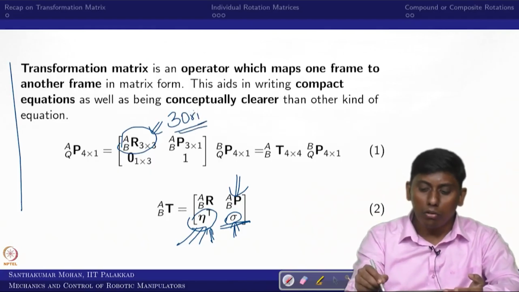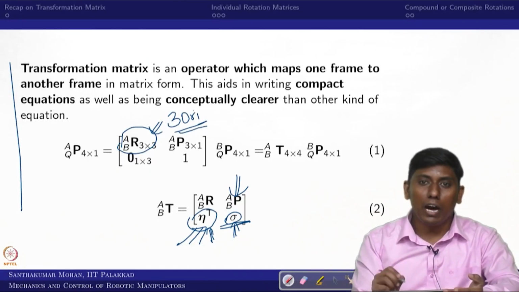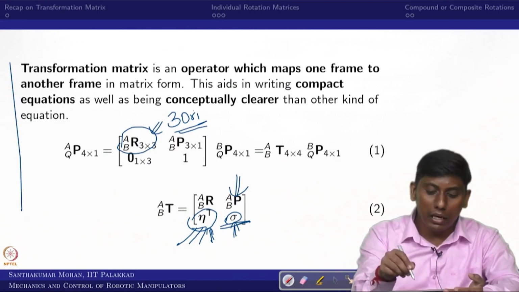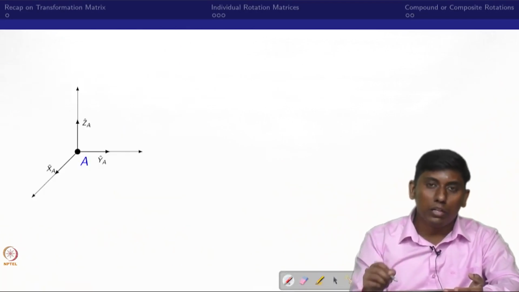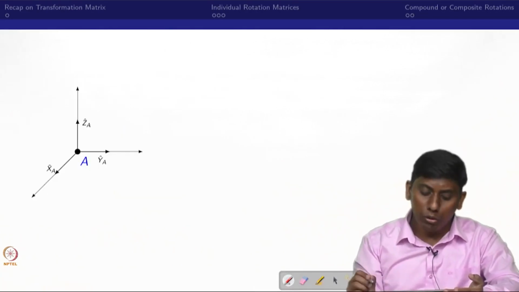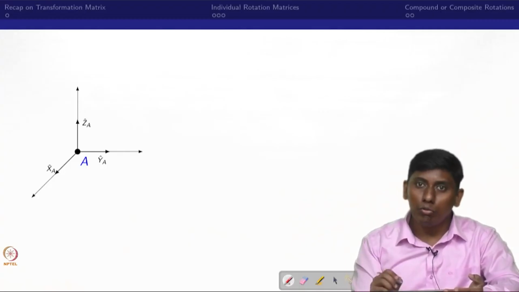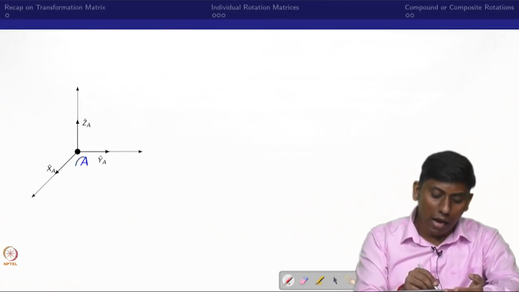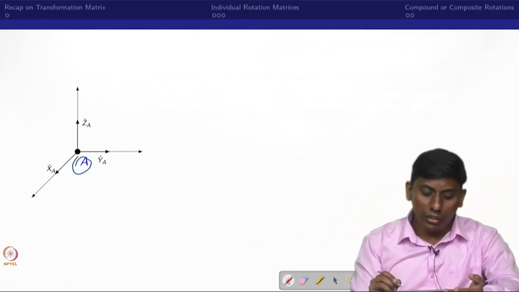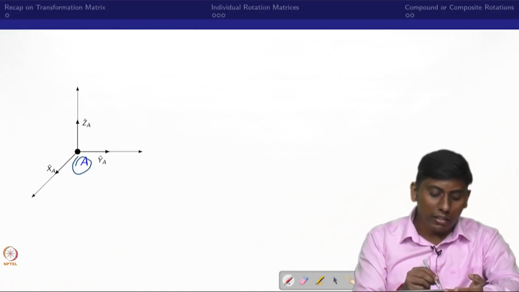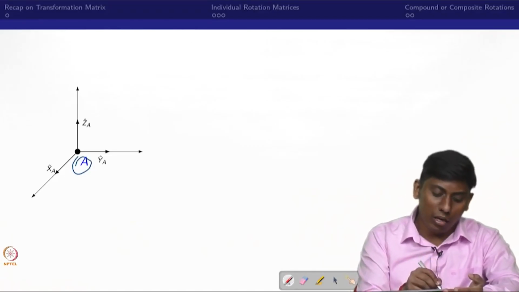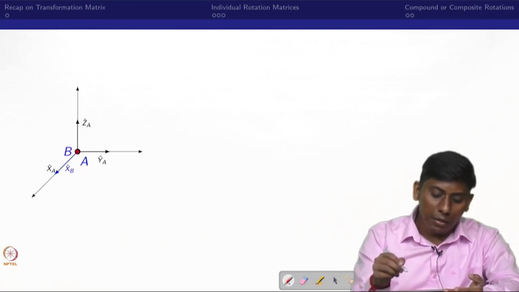So that is what we call compound rotation, but we will see how that can be obtained in this particular lecture. For going to that, we will first of all talk about the individual transformation, in the sense the individual rotation matrix. For example, I have a frame A, and there is a body which is associated with A in such a way that initially the x axis coincides.